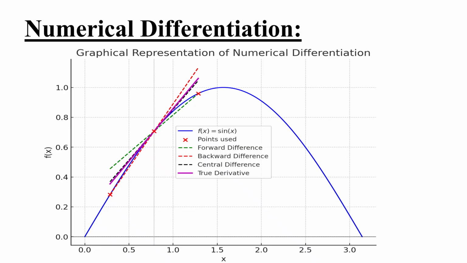Now graphically we can represent this if we simulate it using MATLAB. We consider sine of x here. The point we use for calculation of the derivative is represented as a red asterisk. The green line is the forward difference, and the red dotted line is the backward difference. They have almost the same variation from the original line. The original line is the solid purple line, which represents the true differentiation. But surprisingly, the central difference is much nearer to the true differentiation.